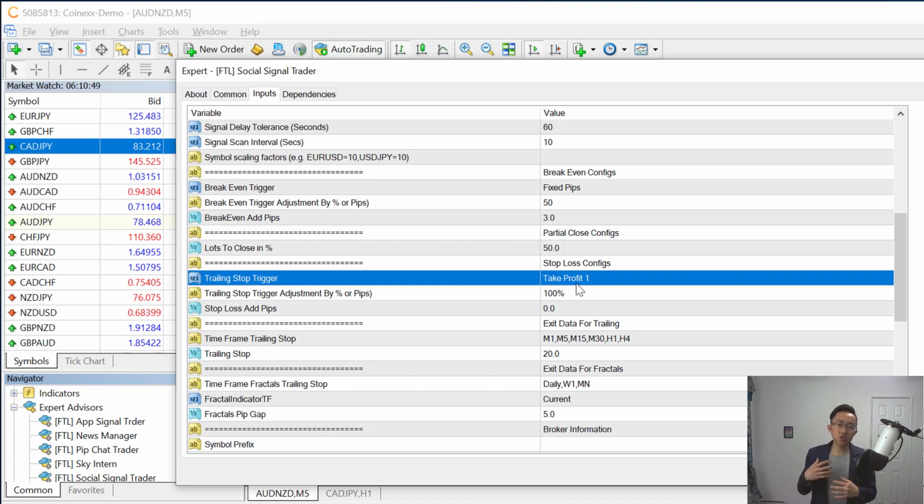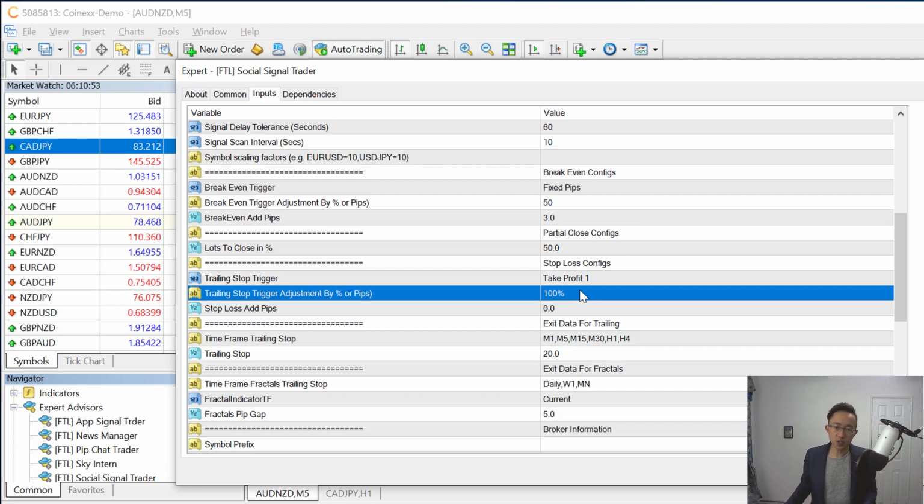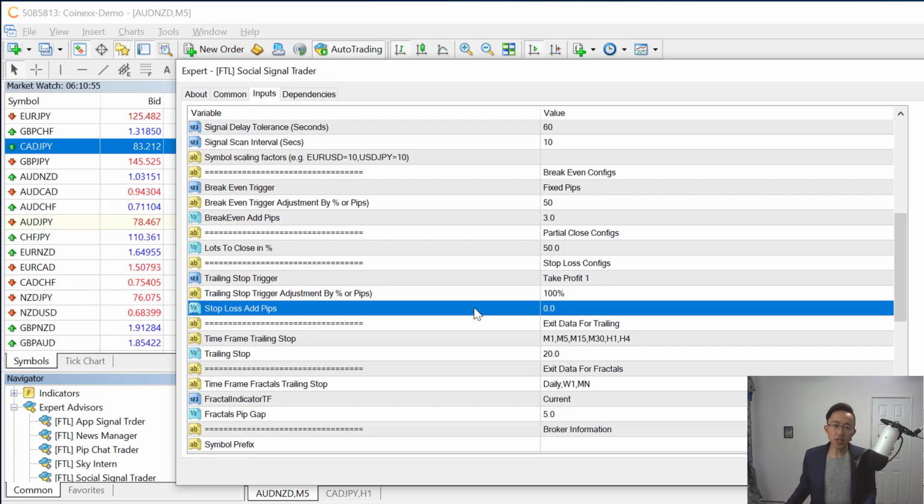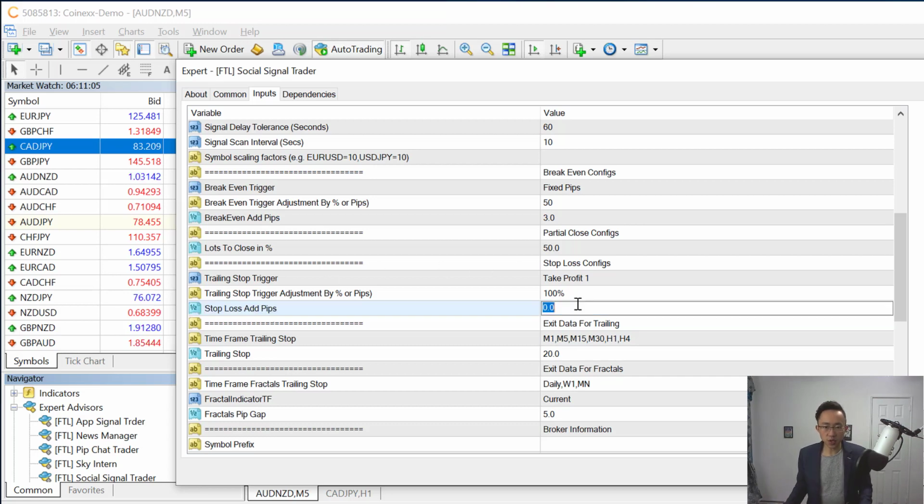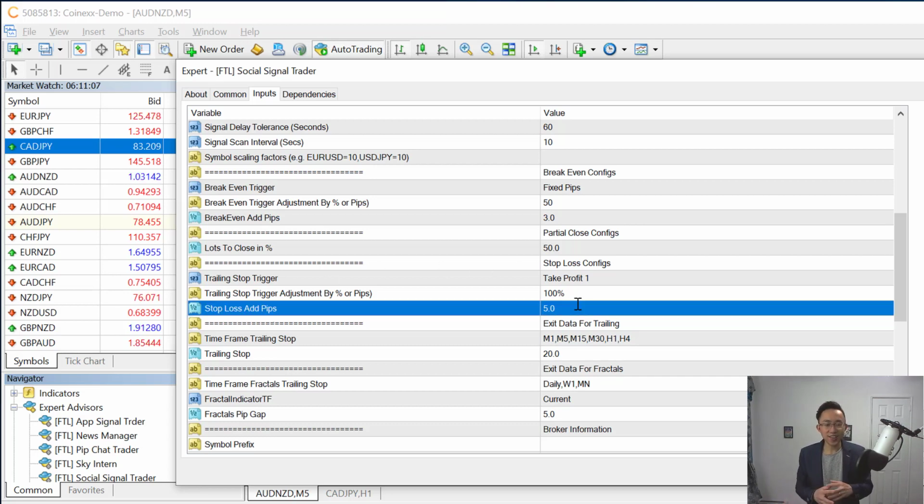So let's say I want to trigger my trailing stop at TP1, again 100%, and you can even add pips to your stop loss. Meaning your initial stop loss, let's say, is 50 pips, and you want to add 5 pips to it because you know that the trader has a very tight stop loss, and you want to increase that a little bit. That's how you do it.